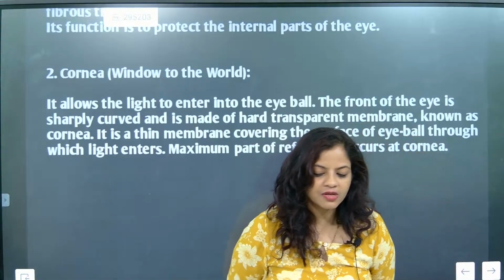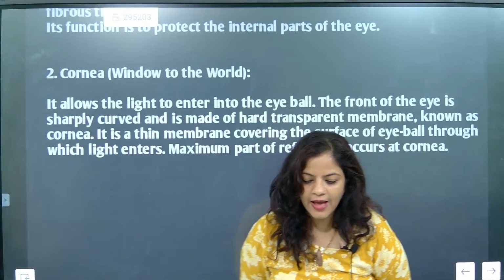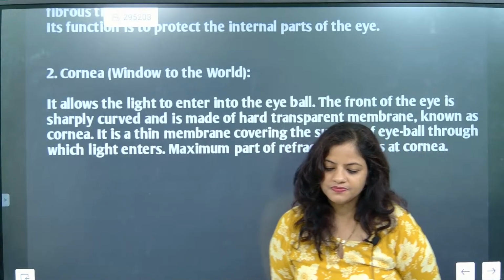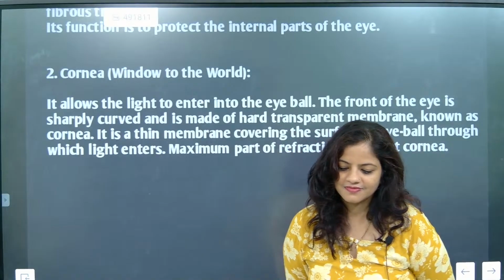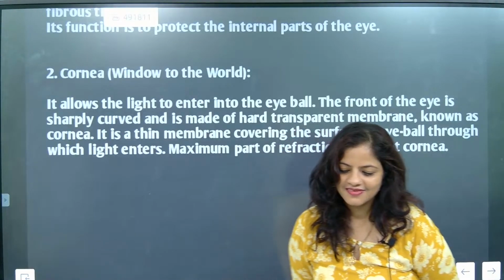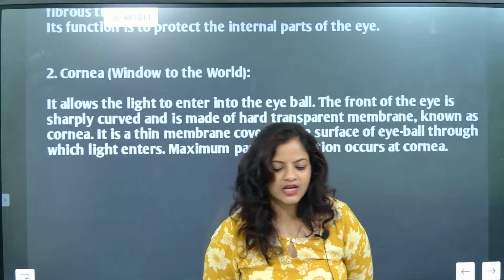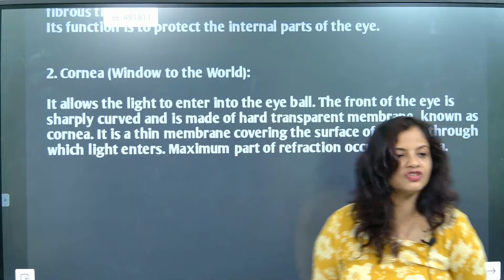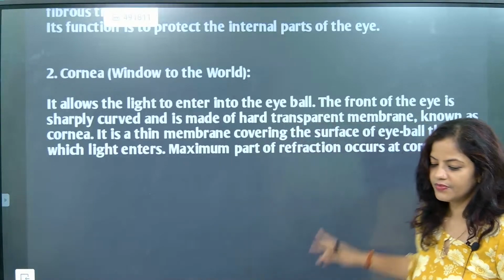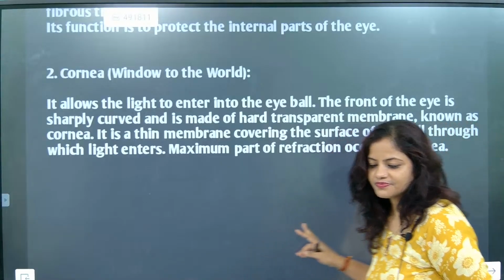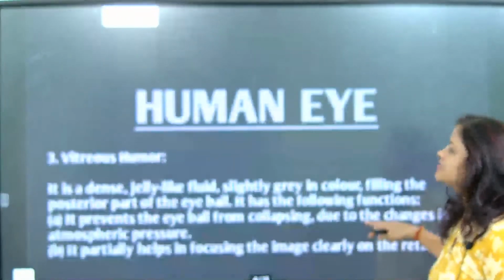So we have talked about the cornea. Absolutely, beta. Maximum part of refraction occurs at the cornea. Absolutely correct. So maximum part of refraction is occurring where, beta? Cornea. Okay. So now, shall we go for the next one, beta?